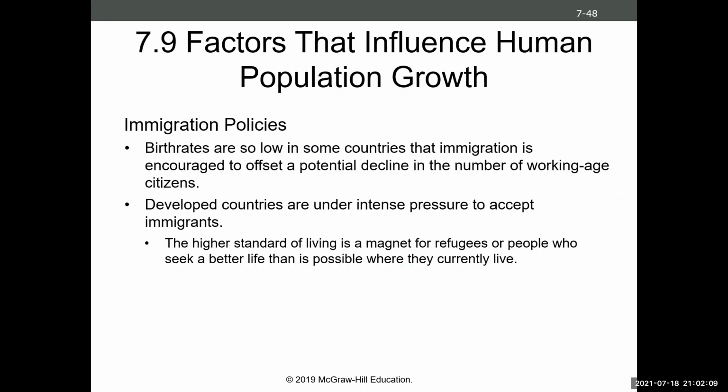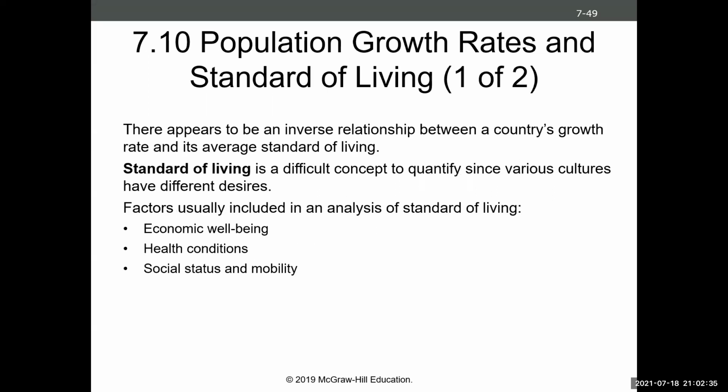Immigration policies can influence population growth rates. So birth rates can be so low that countries where immigration is encouraged, basically to offset the mortality rate and the decline in that population. Developed countries tend to be under pressure to accept immigrants. And so there's an effect on the population growth in those areas, depending on which side of the effect you're on. And so there's an inverse relationship typically between the country's growth rate and its standard of living.